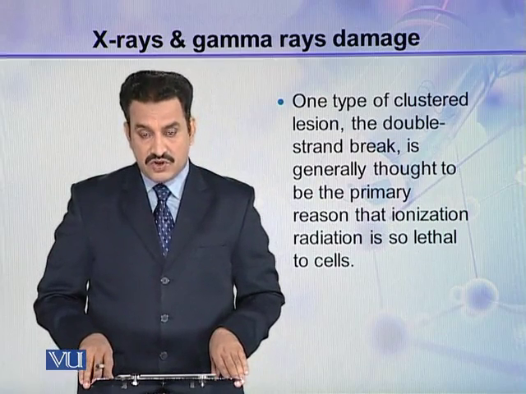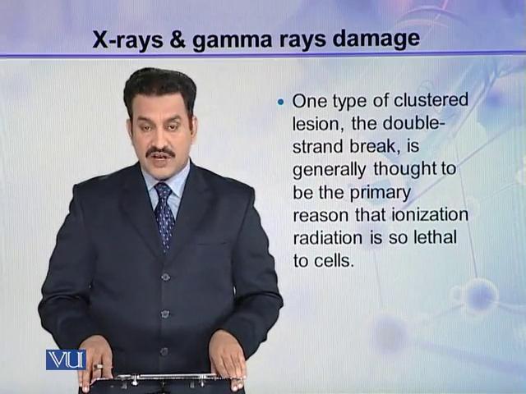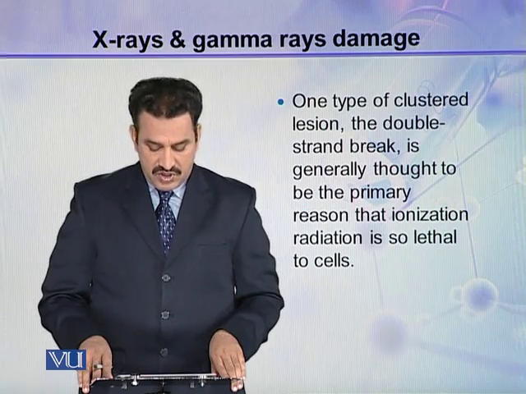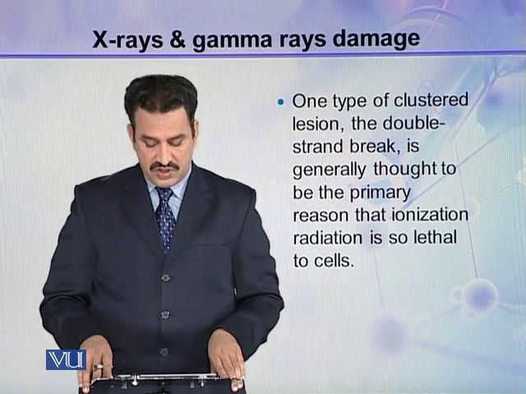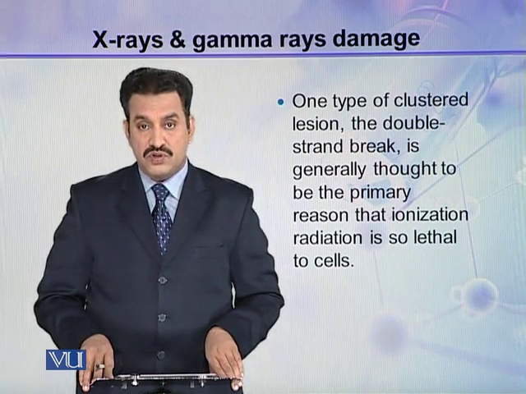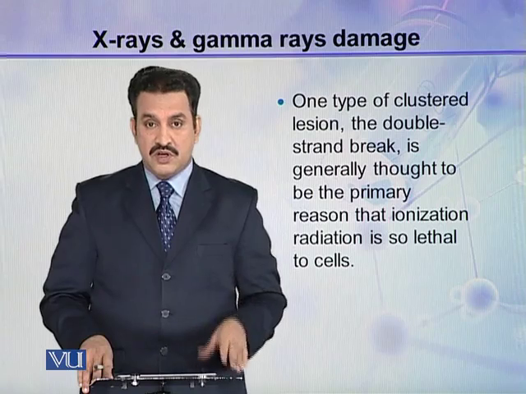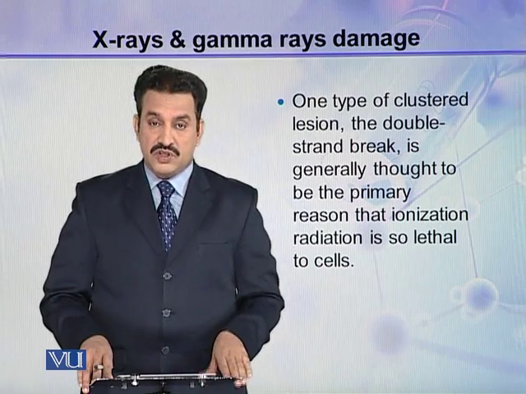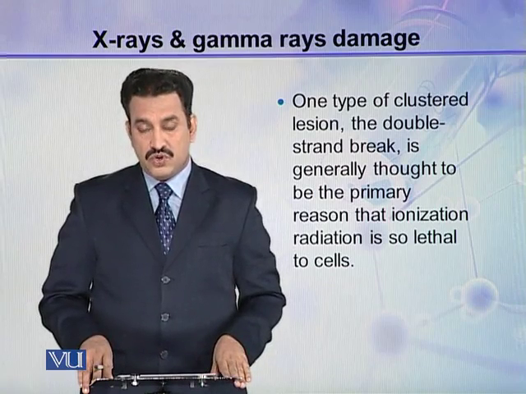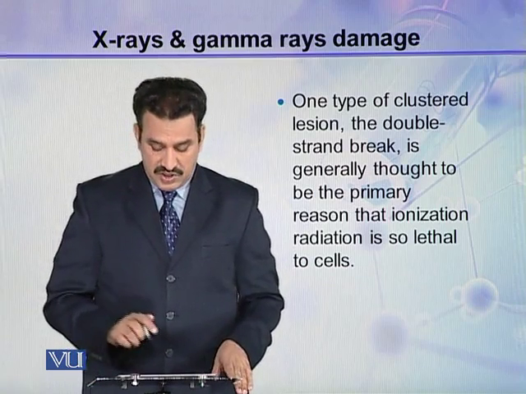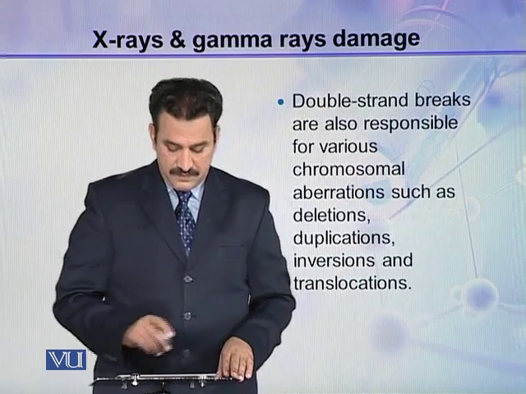One type of clustered lesion, the double strand break, is generally thought to be the primary reason that ionizing radiation is so lethal to cells. As already mentioned, this double strand break is very difficult to repair. So it becomes lethal to the cells.